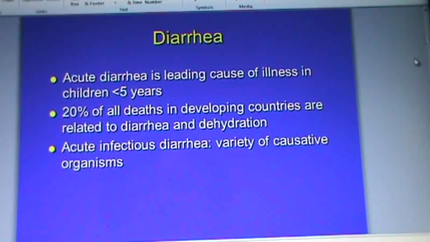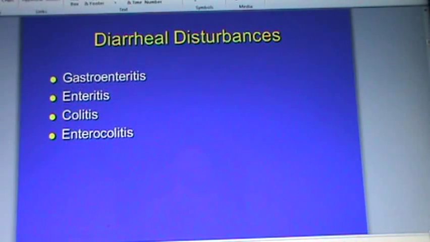Diarrhea. Acute diarrhea is the leading cause of illness in children under 5. 20% of all deaths in developing countries are related to diarrhea and dehydration. Acute infectious diarrhea has a variety of causative organisms. Gastroenteritis, enteritis, colitis, or enterocolitis.